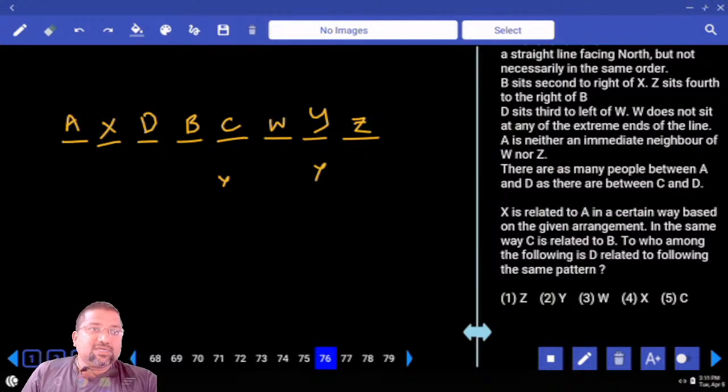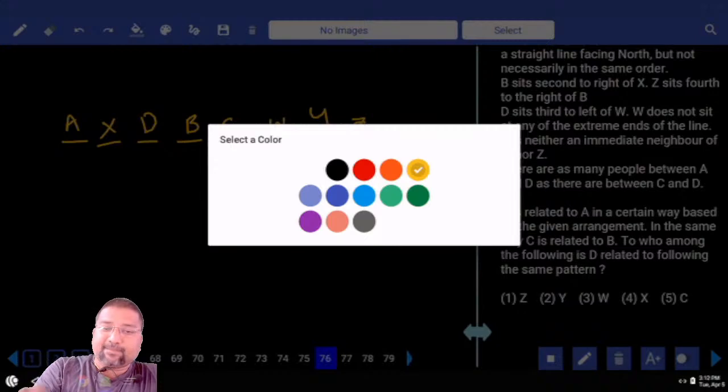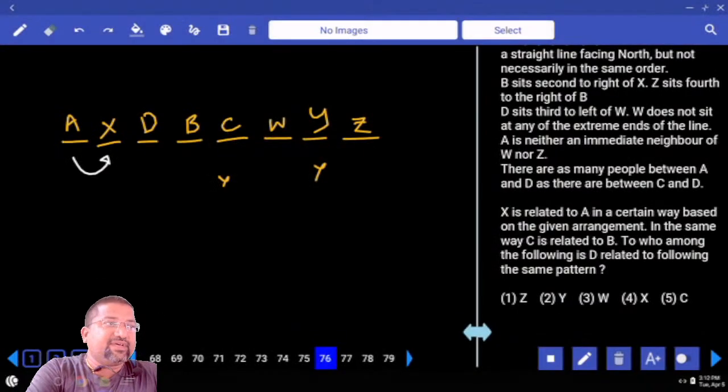Copied? Shall we see these questions? X is related to A. How is this X related to A? Immediate right of A is X.